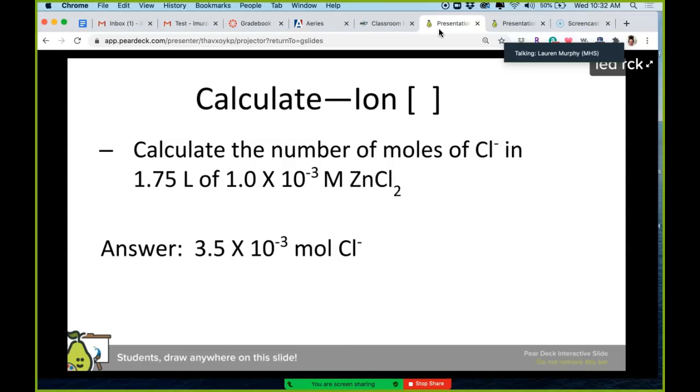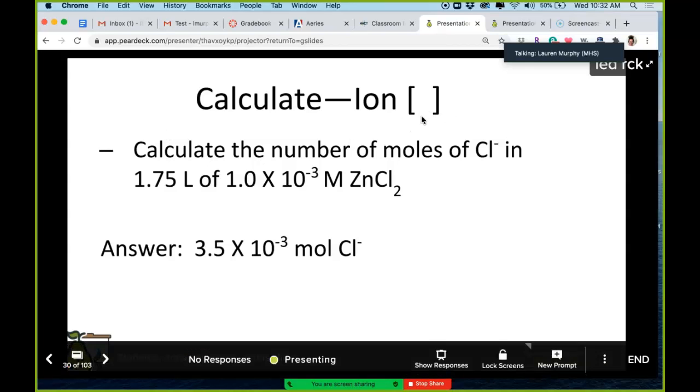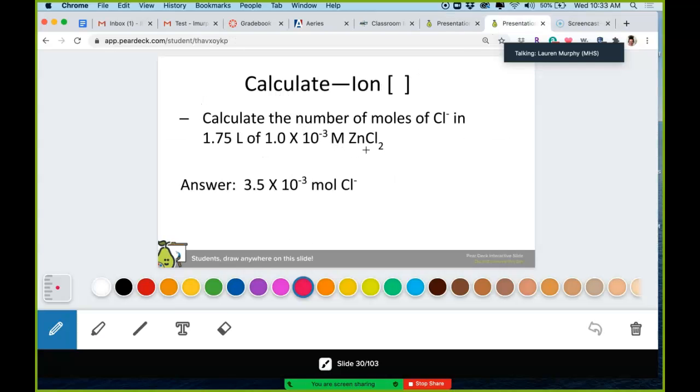So this says calculate ion, and then these brackets mean concentration. Because really when we take these ionic compounds and we dump them in water to make aqueous solutions, they don't stay intact. They literally float around as ions. That's why they're called electrolytes, okay? So really what you're doing when you're taking zinc chloride and making it into a solution, it's no longer zinc chloride. It doesn't stay like this guy. It breaks apart. That's it dissolving or dissociating into its ion counterparts.